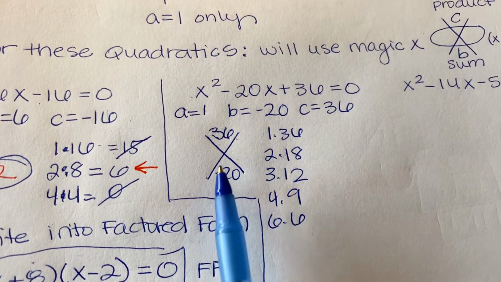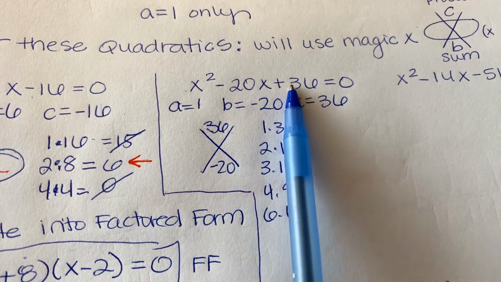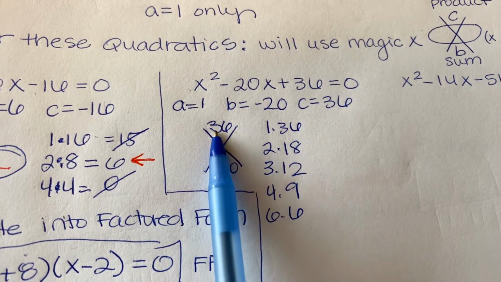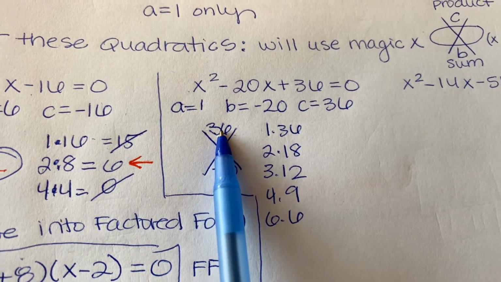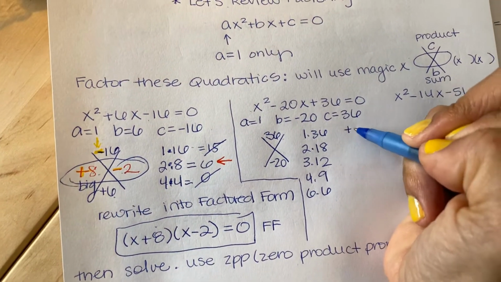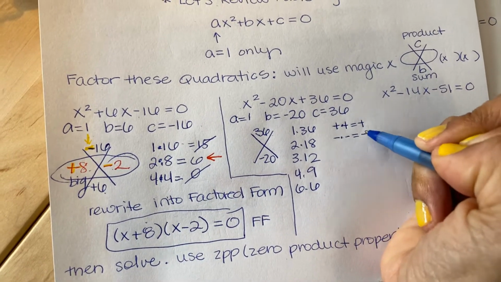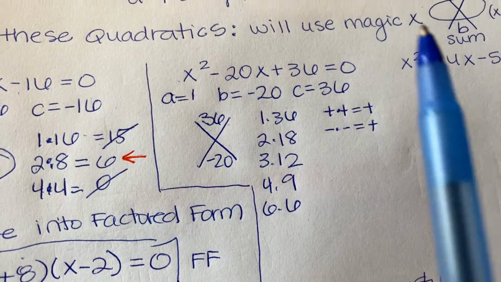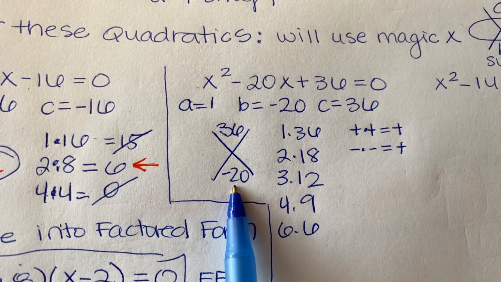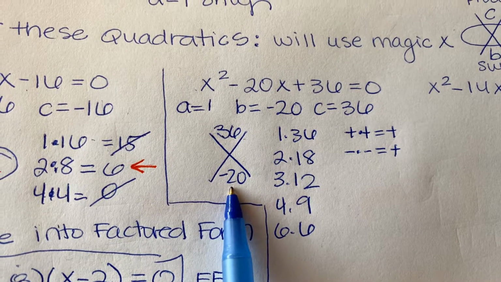The left and right of the magic X. All right, 36 is positive, because see, positive 36. I just wrote the 36 because it is implied that it is positive. All right, so that means in order to get a positive product, your numbers are either both positive, because that gives a positive, or a negative times a negative gives me a positive. All right, so which one is it? 20 is negative.